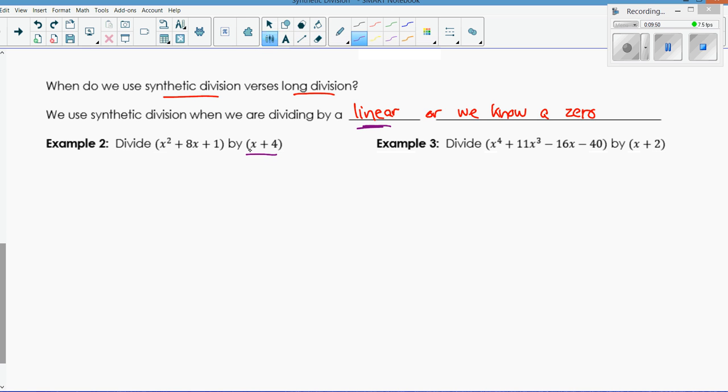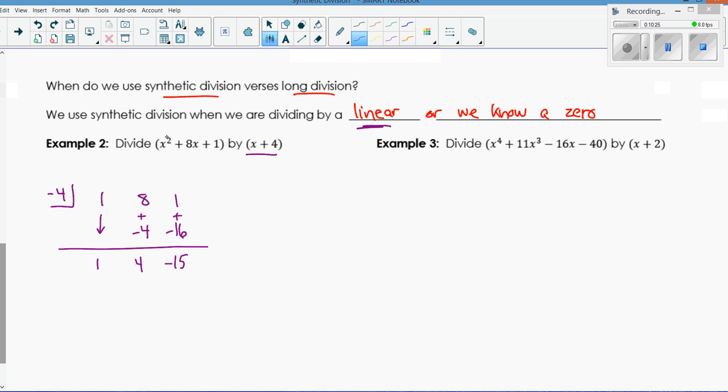So we want to start by first saying that x plus 4 means that I'm going to have a negative 4 in this box. If I were to solve, it would be negative 4. I look at my coefficients. I have a 1, I have an 8, I have a 1. Draw my line. Really bad line, sorry. I draw my line. Bring down my 1. Multiply. Negative 4 times 1 is negative 4. I add these. 8 plus negative 4 is 4. I multiply. Negative 4 times 4 is negative 16. I add, and I get negative 15.